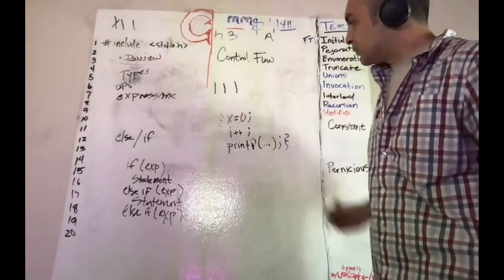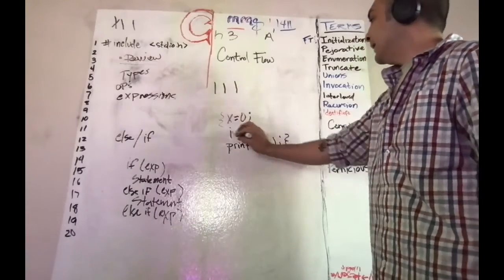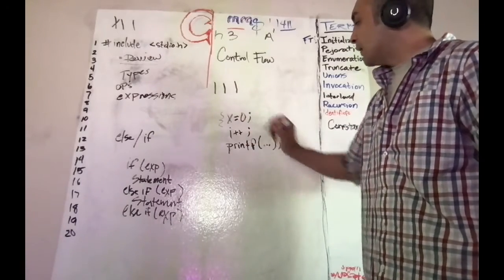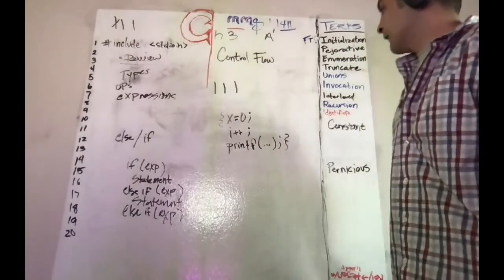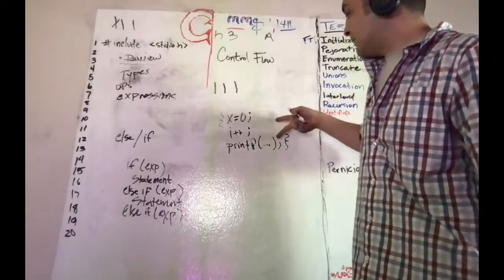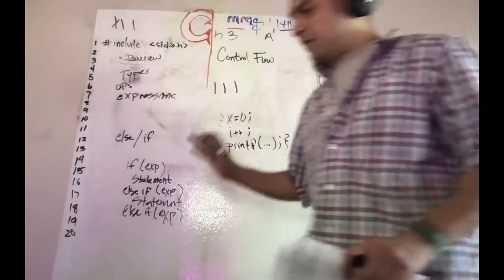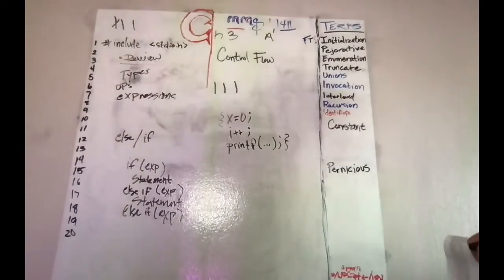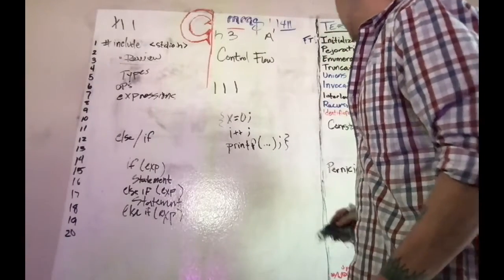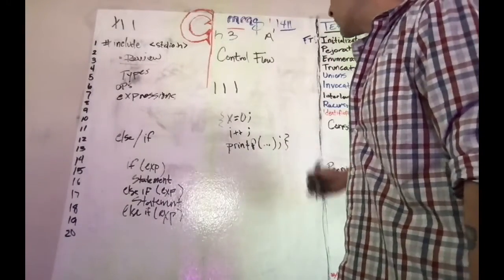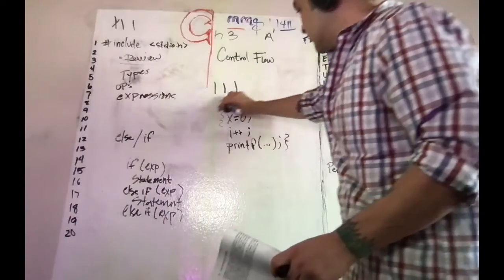Okay, x equals 0. You're setting x to 0. i plus plus increments i up, and printf is a function in the standard library. Three statements put into one. That's the only thing that the start of this chapter wants you to understand. Syntactically, according to syntax, this is now one statement.